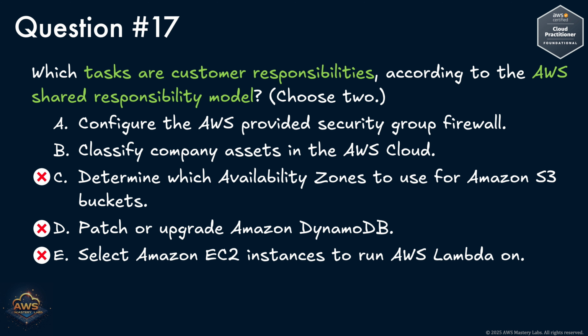Option E. Select Amazon EC2 instances to run AWS Lambda. Lambda is a serverless compute service. Customers do not manage or select EC2 instances to run Lambda functions. The infrastructure is completely abstracted, and AWS automatically provisions and manages the compute layer. Incorrect, because with Lambda, AWS handles the compute environment. Customers do not choose EC2 instances.